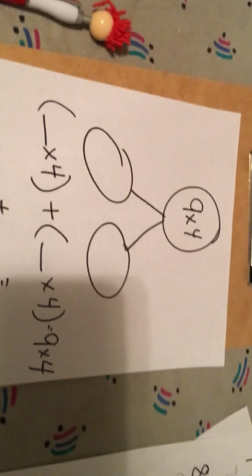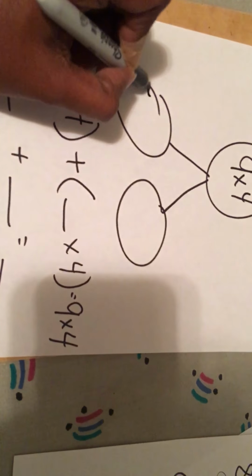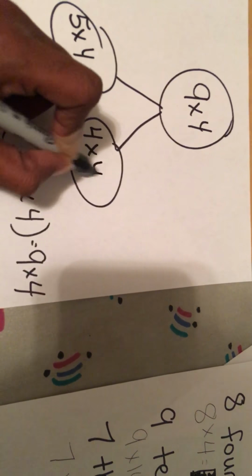Now, let me go ahead and decompose the 9. Let me decompose the 9 into 5 and 4. So 5 times 4 and 4 times 4.